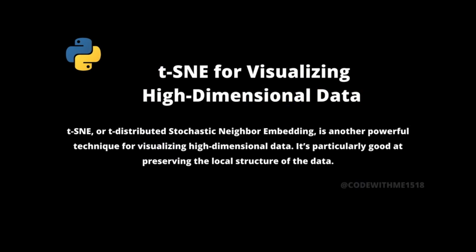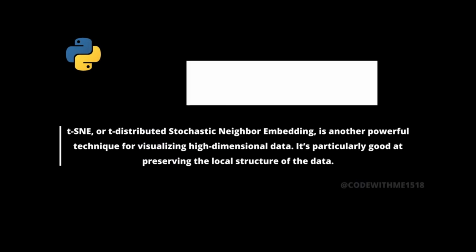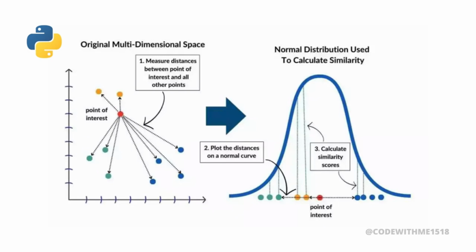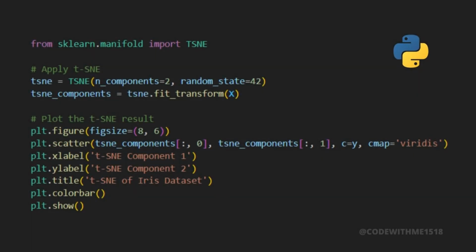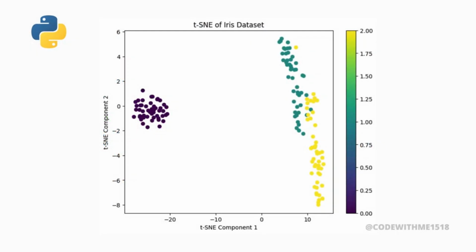t-SNE, or t-distributed stochastic neighbor embedding, is another powerful technique for visualizing high-dimensional data. It's particularly good at preserving the local structure of the data. Here's how you can use t-SNE to visualize high-dimensional data. Let's run the script to see the output.